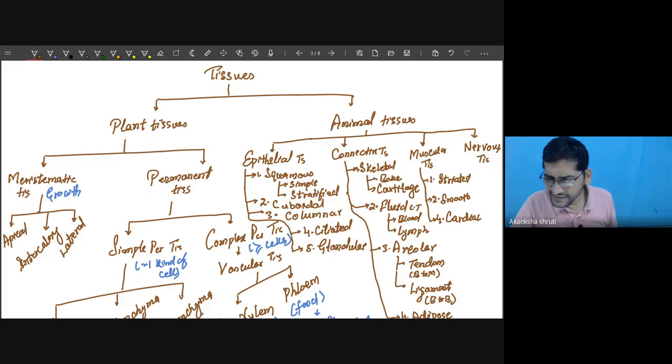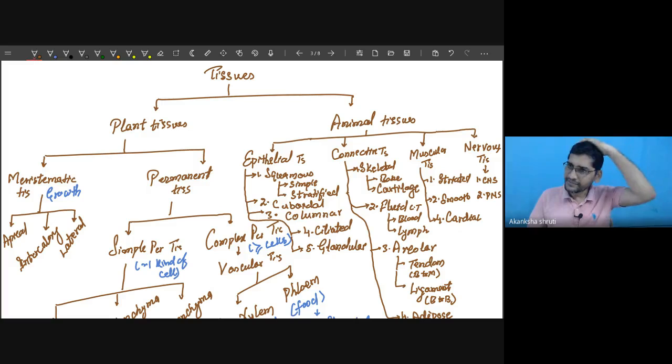In nervous tissues, these are of two kinds. The first one is called the central nervous system. The other one is called the peripheral nervous system. Central nervous system, like the thick nerves passing through behind your neck, through your spinal cord, and this brain, form the central nervous system.